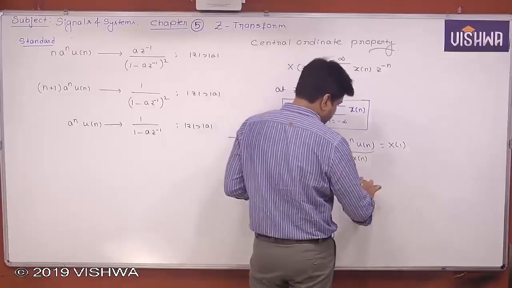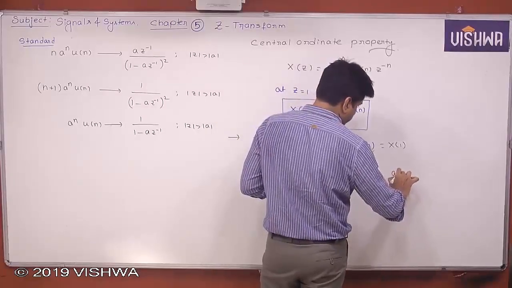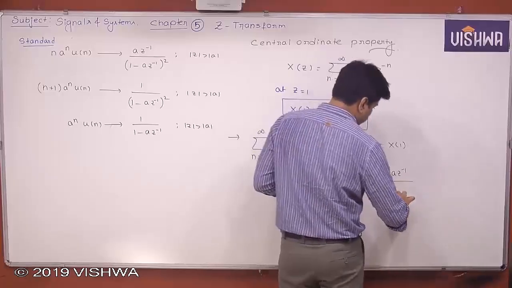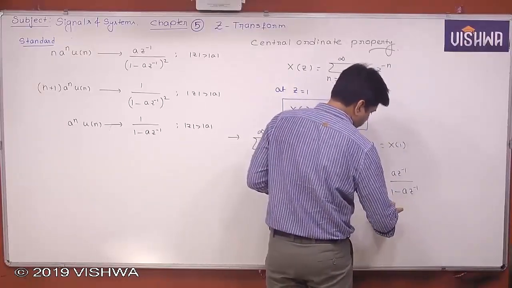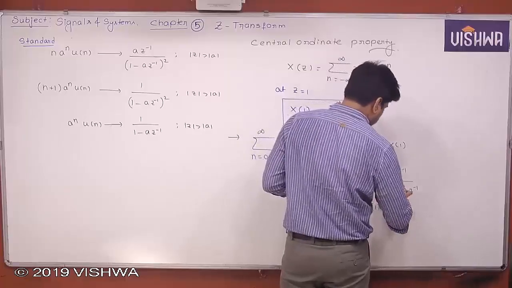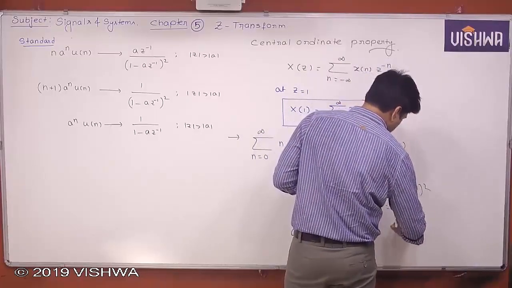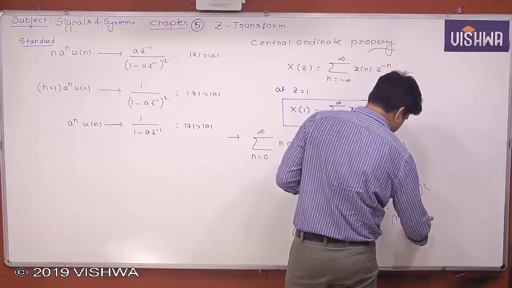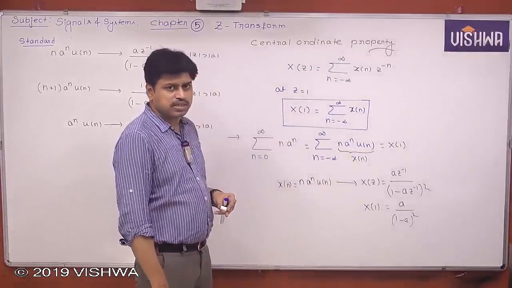What is X of z? X of z is equal to a z inverse by 1 minus a z inverse whole square. Then what is X of 1? When z is equal to 1, this is a by 1 minus a whole square. So that is the formula we got. Clear or not? Take it.